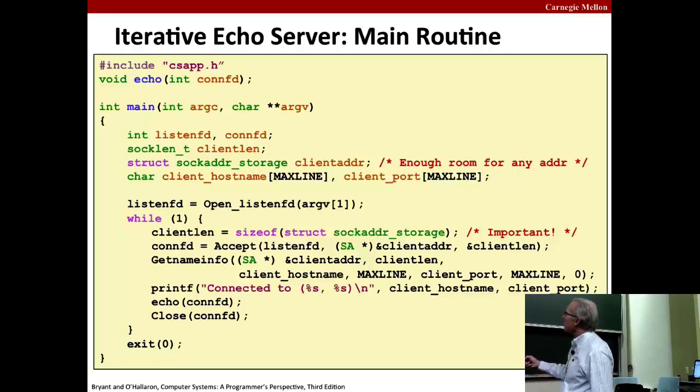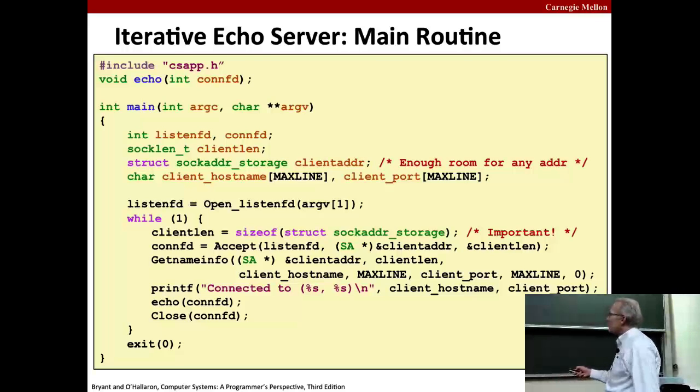And this thing, by the way, client host name and client port are both buffers. Let's see. Yes, host name and port are both buffers, and I'm passing a pointer to those buffers, and I'm passing their length, max line, and then the call to getnameinfo is filling those in with string representations of the host name and the port.